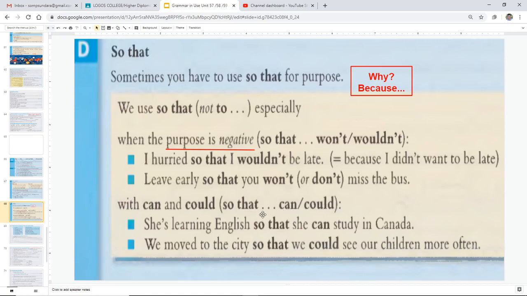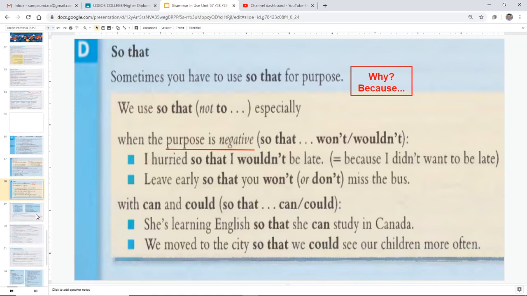Can and could with "so that." We use a noun or a pronoun in between "so that" and can and could. Notice this, there's no negative here. So this means it allows you to be able to. She's learning English so that she can study in Canada. She's learning English so that she is able to study in Canada. We moved to the city so that we could see our children more often. We moved to the city so that we are able to see our children more often.